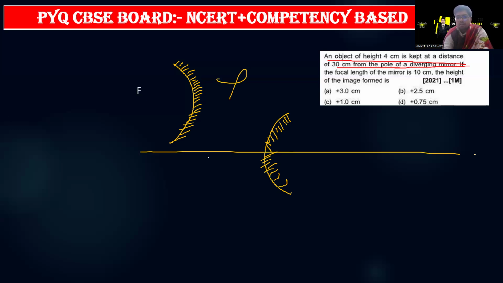Okay. This is the principal axis. In this case they are asking, focus is here, center of curvature, and this is the focal length. An object of height 4 cm is placed at a distance of 30 cm from the pole of a diverging mirror. This is our object AB. Its height is 4 cm.